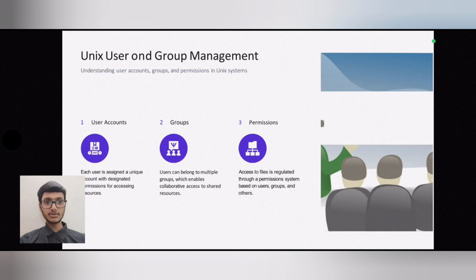Unix user and group management consists of user accounts. Each user is assigned a unique account with designated permissions for accessing the resources. Groups. Users can belong to multiple groups, which enables collaborative access to shared resources. Permissions. Access to files is regulated through a permission system based on users, groups, and others.